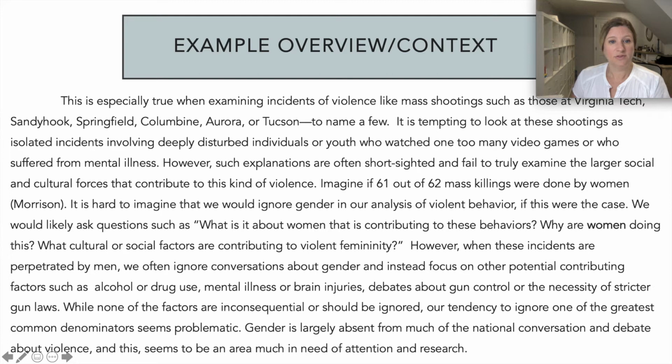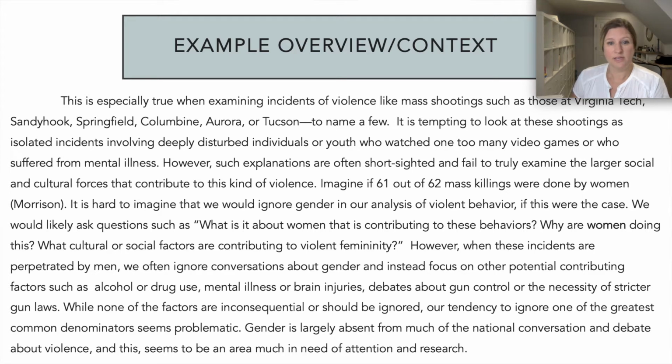This is especially true when examining incidents of violence like mass shootings such as those at Virginia Tech, Sandy Hook, Springfield, Columbine, Aurora, or Tucson, to name a few. So here this person has brought in some current events and examples that show how this topic is important and relevant today. It is tempting to look at these shootings as isolated incidents involving deeply disturbed individuals or youth who watched one too many violent video games or who suffered from mental illness.